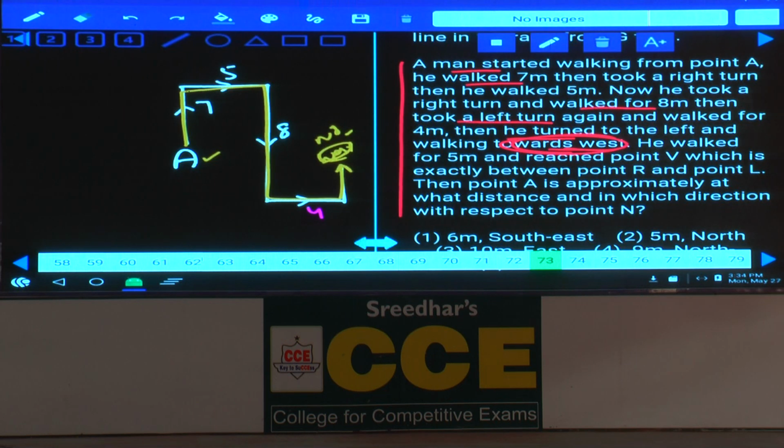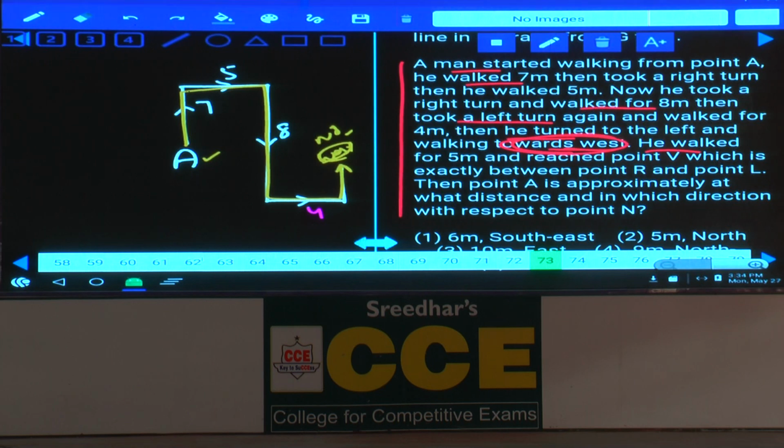If this person started towards north, finally we got that towards north. But according to the problem, this person has to start towards west, isn't it? That means this person has to move towards west only. Clear now? Then he walked 5 meters and reached point V. Then finally he walked towards west, 5 meters, and reached point V.